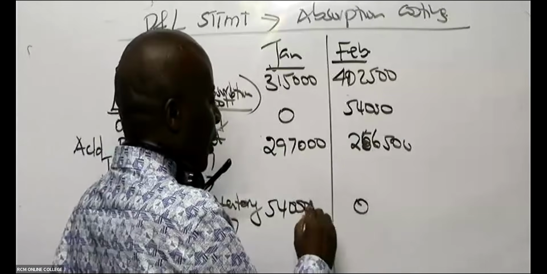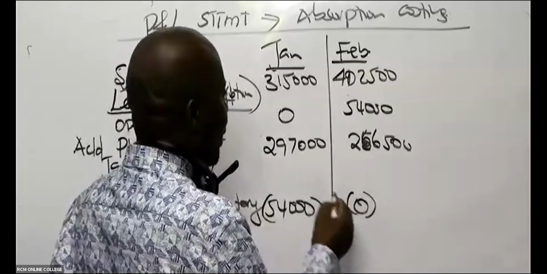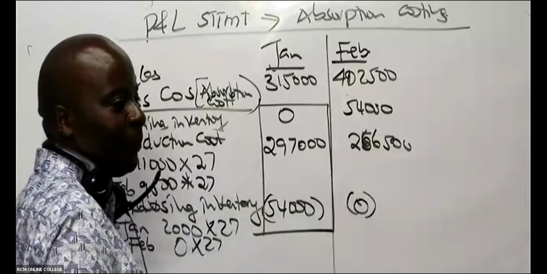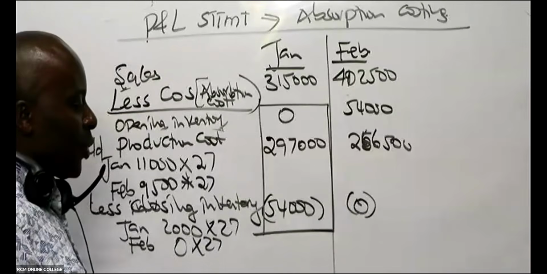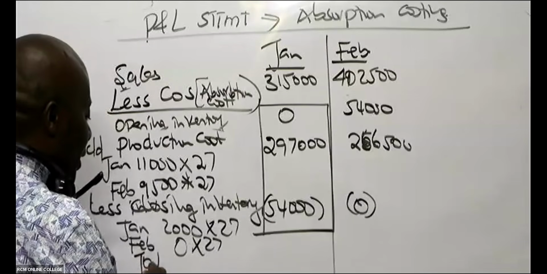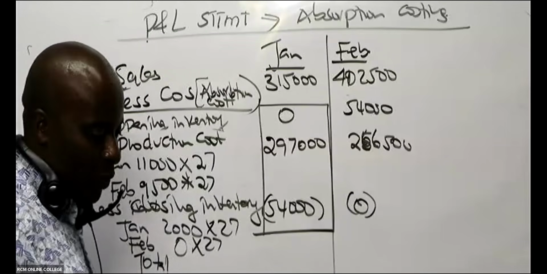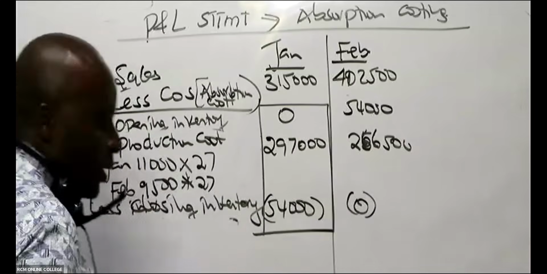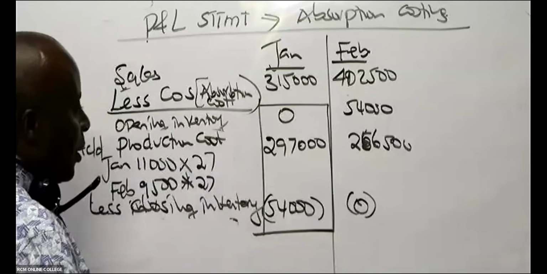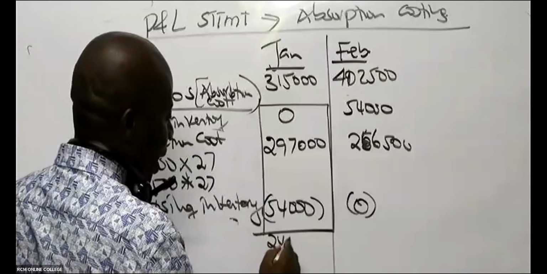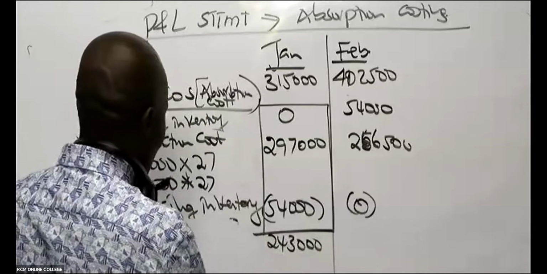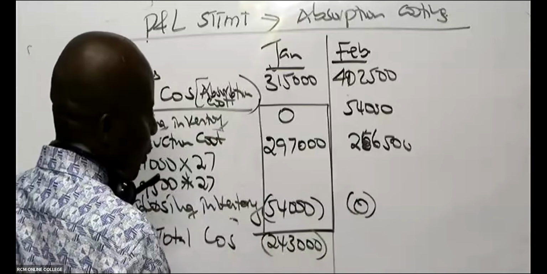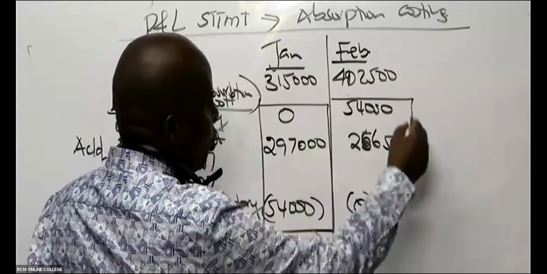So you subtract, but remember you must do this for cost of sales. Give me the total cost of sales here. The first one is 243,000. Total cost of sales, 243,000. How about total cost of sales here?